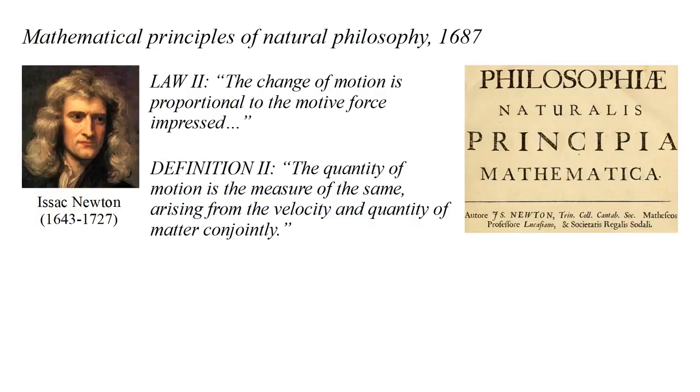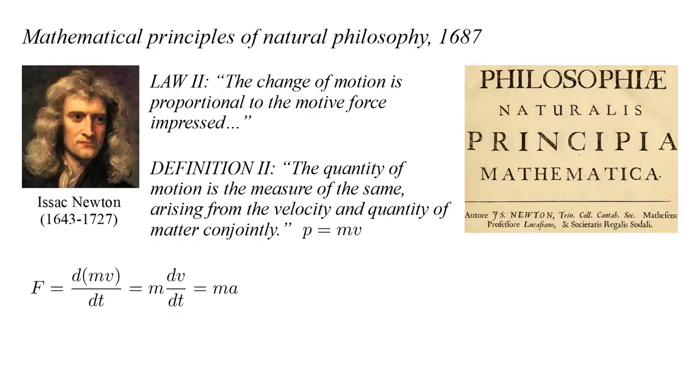Here, motion is defined as follows. "The quantity of motion is the measure of the same, arising from the velocity and quantity of matter conjointly." In modern notation, we write this statement as P equals m times v, where P is momentum, m is mass, what Newton calls quantity of matter, and v is velocity. Newton uses the term motion for what we now call momentum, and by change of motion, he means what we now refer to as rate of change of momentum.